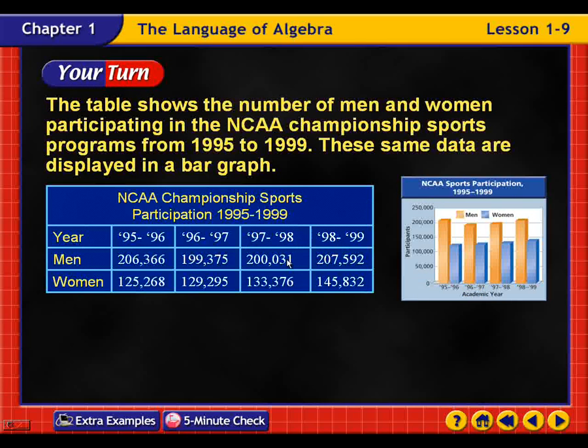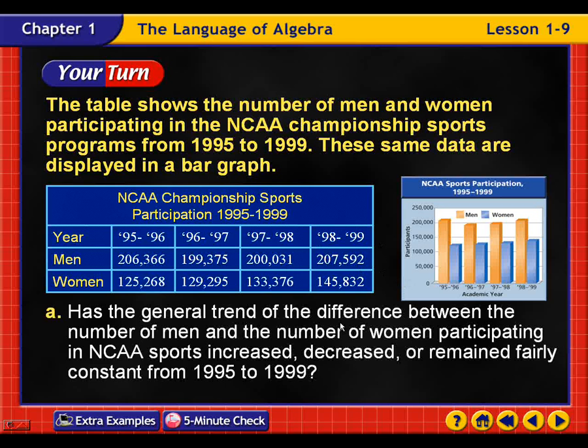So now here's your chance. Take a look at the same graph and answer a couple things about it. Has the general trend of the difference between the number of men and the number of women increased, decreased, or stayed the same? Now we're talking about the difference here. So in the beginning, if you look at the bar graph, you can see that the difference is that distance, but then at the end, the distance is much shorter. So we would say that the distance, or the difference between the two, has decreased. And you can tell that a lot easier on the bar graph than you can on the table.